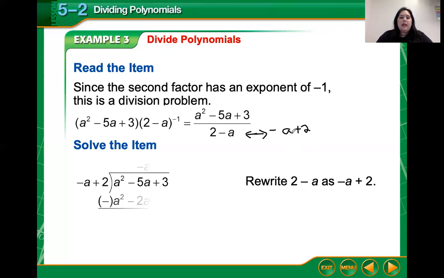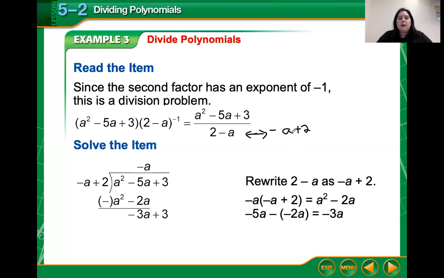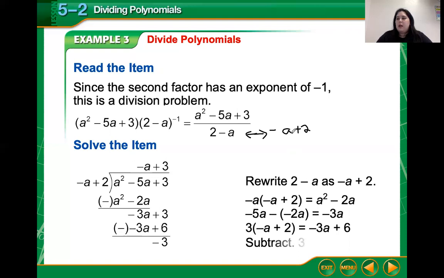So negative a times negative a gets me positive a squared. So I'm going to multiply that by negative a plus 2 to get a squared minus 2a. So negative 5a minus negative 2a gets me negative 3a, because we're going to be adding to the negative 5 in this case. Bring down the 3. Well, negative 3 times a gets me negative 3a, so we're going to multiply by 3. And then we have a remainder of negative 3.